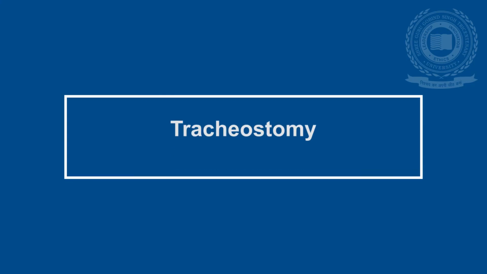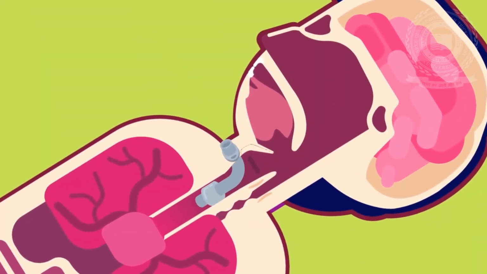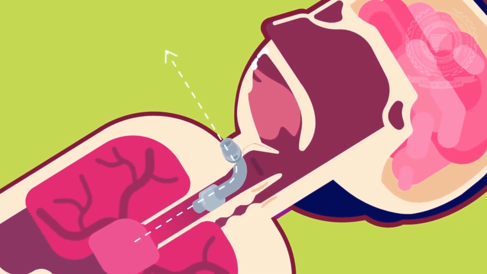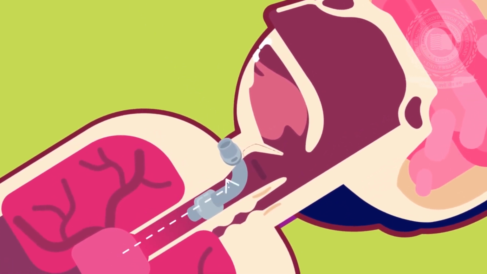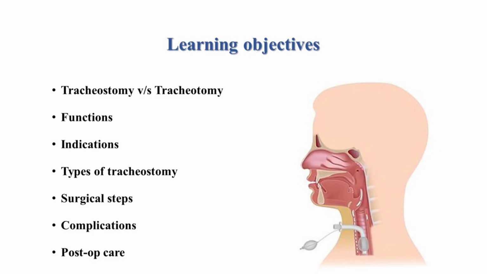Today, we will be learning about tracheostomy. A tracheostomy is a surgical procedure used to create an opening in the neck to bypass an obstructed airway to deliver oxygen to the lungs easily. To get a complete essence of tracheostomy, we should know the difference between tracheostomy and tracheotomy, its functions, indications, types, and surgical steps, along with associated complications and post-op care.